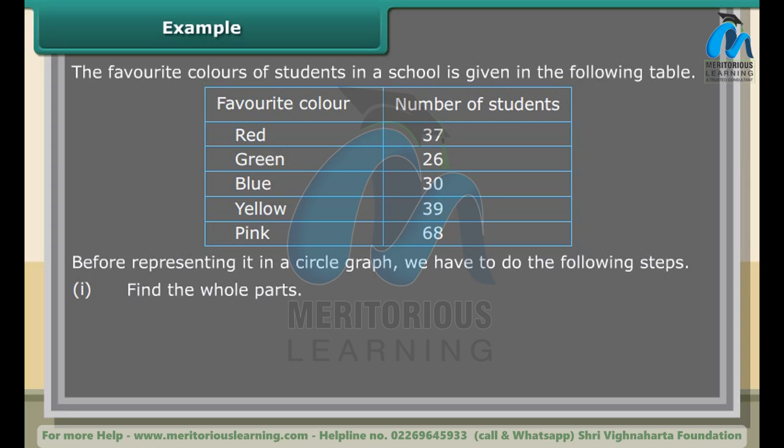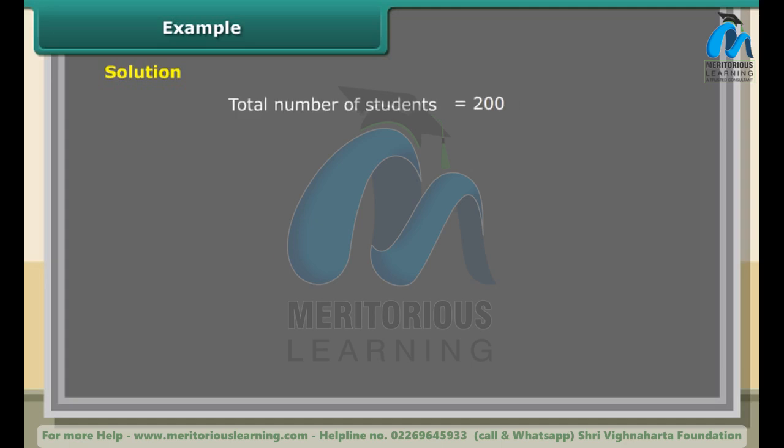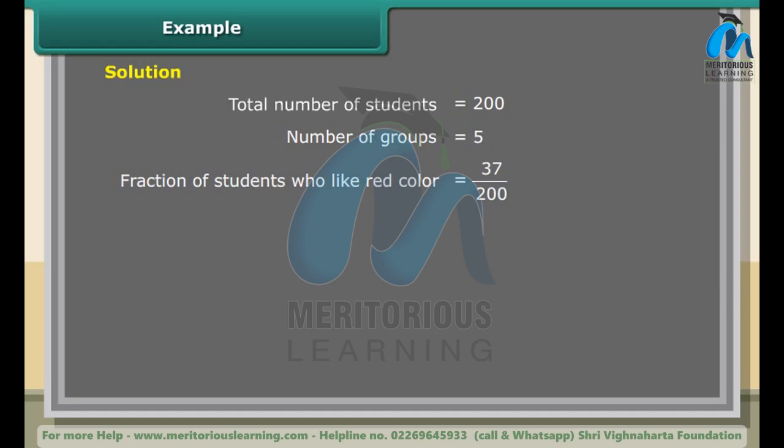1. Find the whole parts. 2. Count the number of groups. 3. Find what fraction of the whole each group has. 4. Find the central angle and draw the graph according to it. Solution. Total number of students is equal to 200. Number of groups is equal to 5. Fraction of students who like red color is equal to 37 upon 200.